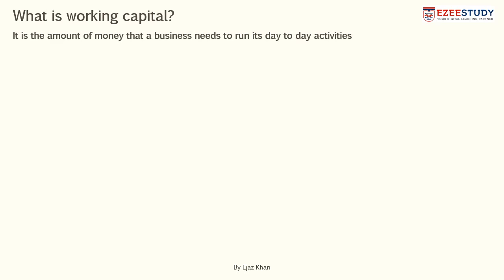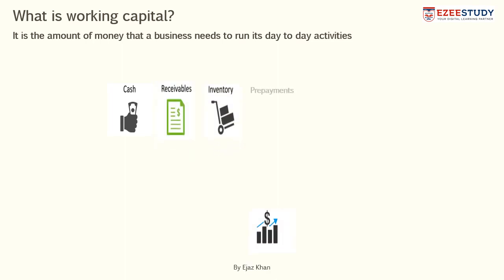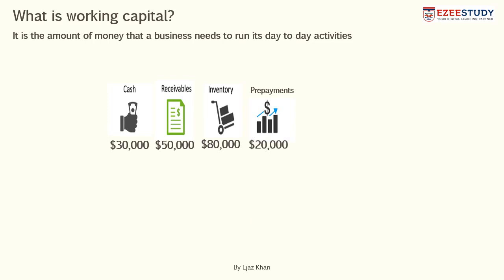Working capital is basically the amount of capital that a business needs to run its day to day activities like cash, receivables, inventory, prepayments. So these current assets will be required for a business to run its day-to-day activities. So let's suppose that a business needs $30,000 of cash, $50,000 of receivables, $80,000 of inventory, and $20,000 of prepayments. So the total current assets that this business will need will be $180,000.